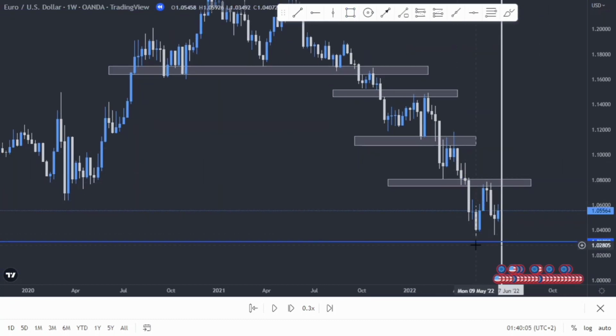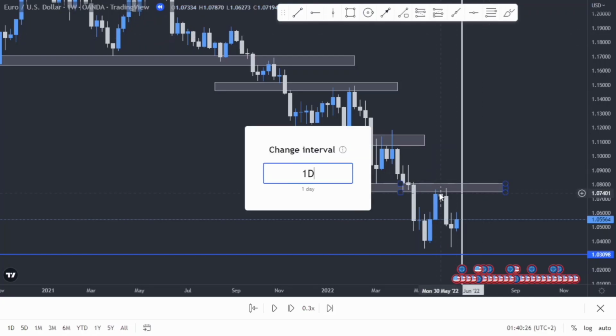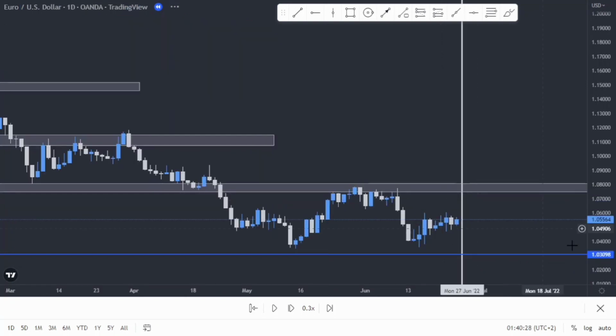Price went all the way to the downside, touched this level, and it seems to be, it touched our resistance, and it's highly likely going to push to the downside. But because it's a little bit unclear as to what is really going on here, we can go to the daily chart to see what's really going on there.